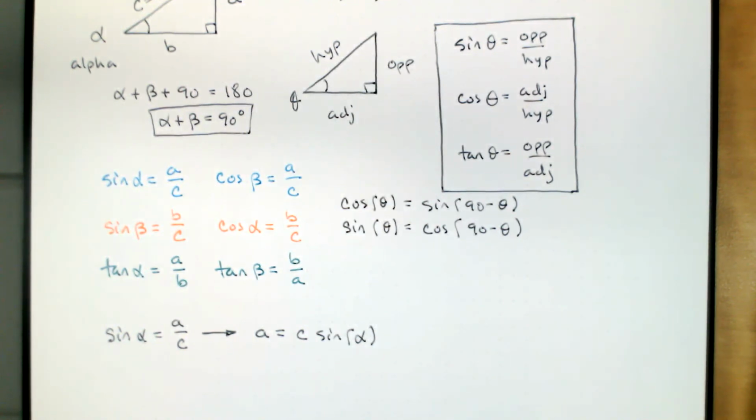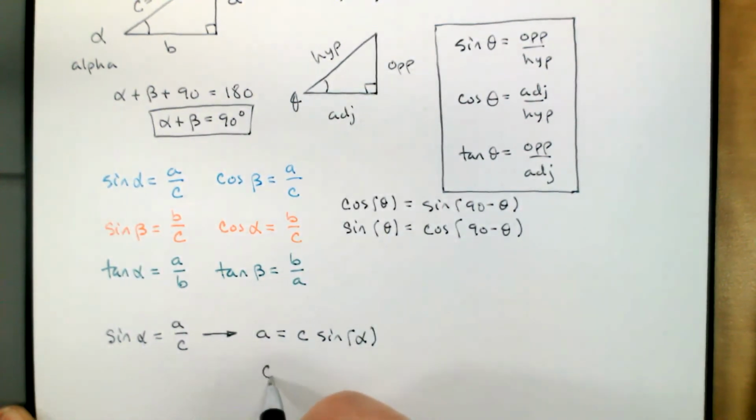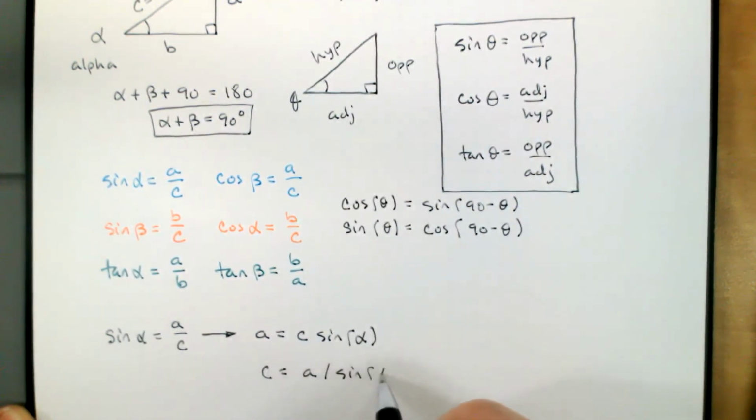If we were given alpha and A, and we want to solve for C, notice that C is in the denominator. So I want to multiply both sides by C and then divide by the sine of alpha. So if I wanted to use this information to solve for C, I would take A and divide it by the sine of alpha.